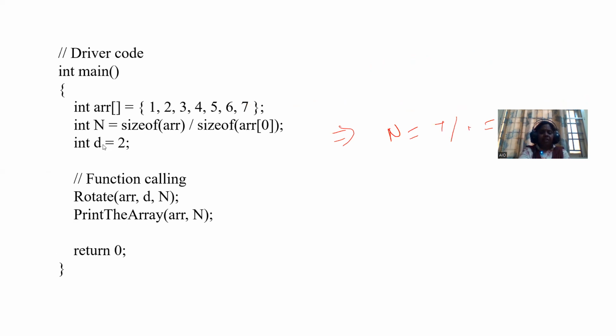Then we are declaring one more variable d, which is used to get the rotation count. Next, we are calling the function rotate with the 3 arguments, with the 3 parameters. Finally, we print the array values. The rotated array value will be printed.